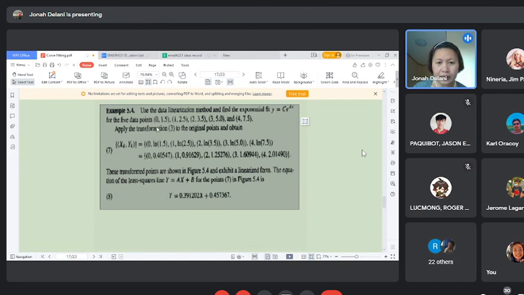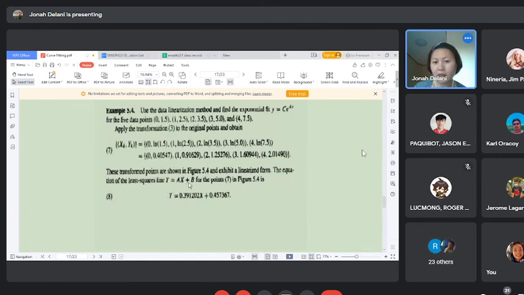So first is to linearize it. We get the ln of the y coordinates. All the y values we apply ln to, and then get the linear equation. Once the line is solved, we can solve for a and b. The a solved here is 0.39, which is the a in e to the ax. And for the b, we get ln b, which would now be the value for c.